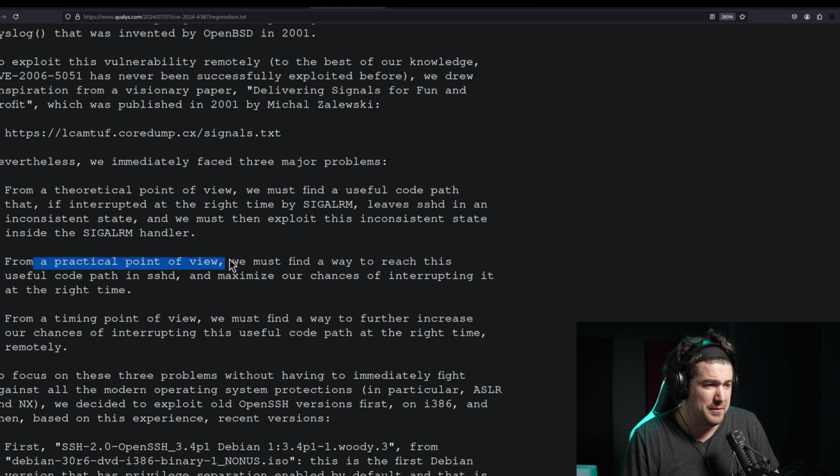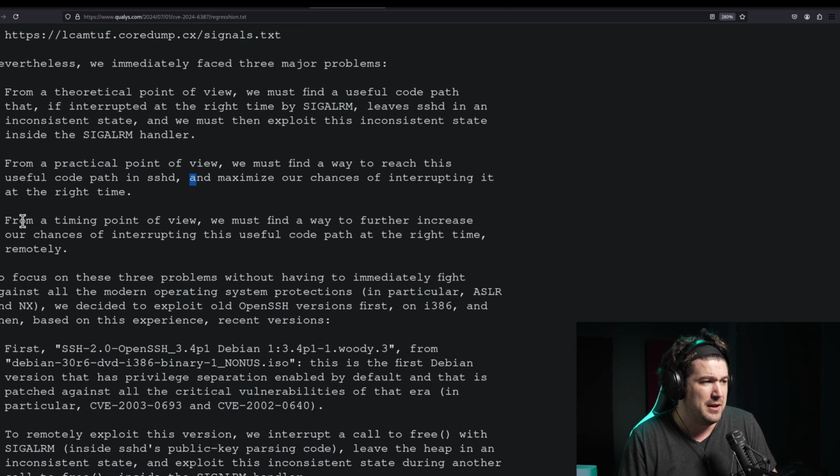From a practical point of view, we must find a way to reach this useful code path in SSHD and maximize our chances of interrupting it at the right time. From a timing point of view, we must find a way to further increase our chances of interrupting this useful code path at the right time remotely. All right. So when I read remotely here, they're saying over the network.